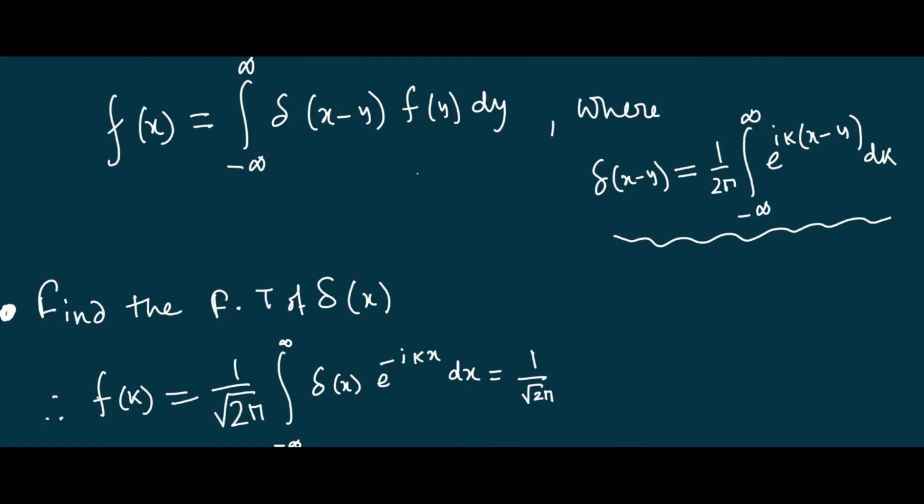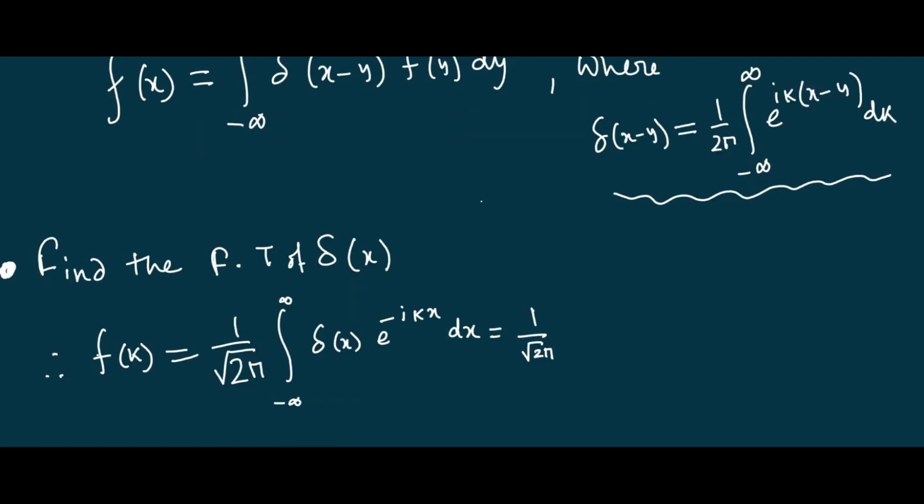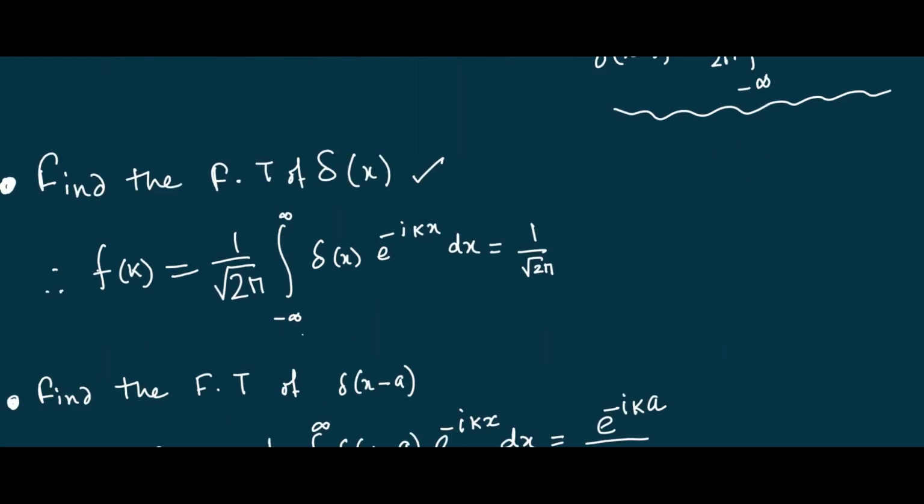That is well known to us. And find the Fourier transform. This is a home task, or rather I have done it already. f(k) equals 1/√(2π) integral of delta(x) e^(ikx) dx. What will that be? Basically 1/√(2π). That means a constant. That means the Fourier transform of the delta function is a constant.